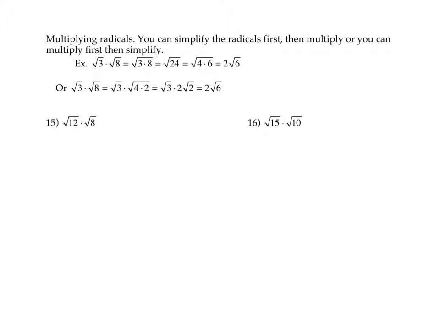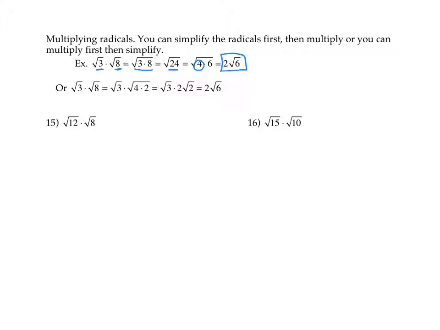Okay, with multiplying radicals, you can simplify the radicals first and then multiply, or you can multiply first and then simplify. So if you check out my example, I did the square root of 3 times the square root of 8, which means you can write it as the square root of 3 times 8. 3 times 8 is 24. That factors into 4 times 6, with 4 being a perfect square. And then the square root of 4 gives you 2. So 2 square root of 6, final answer.